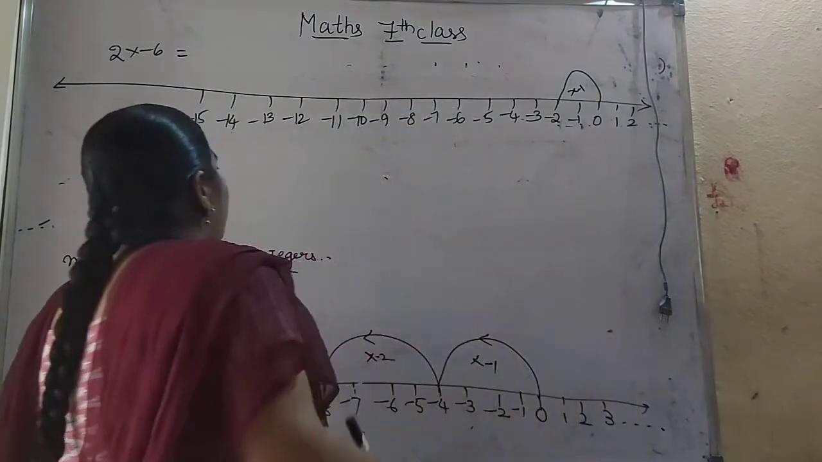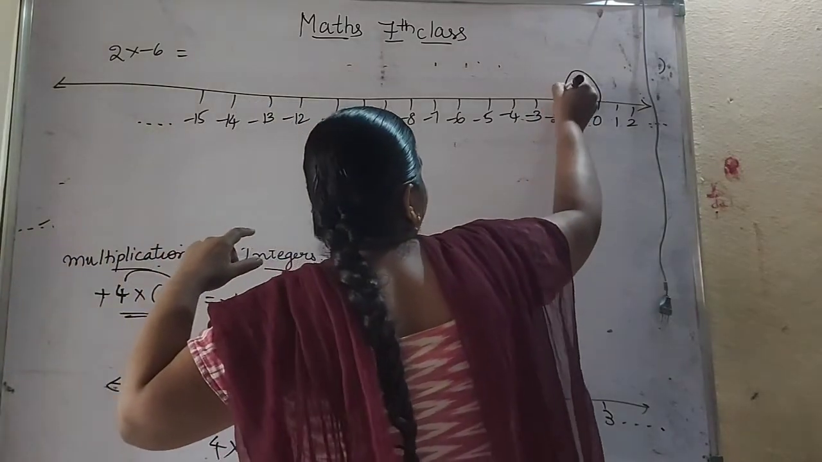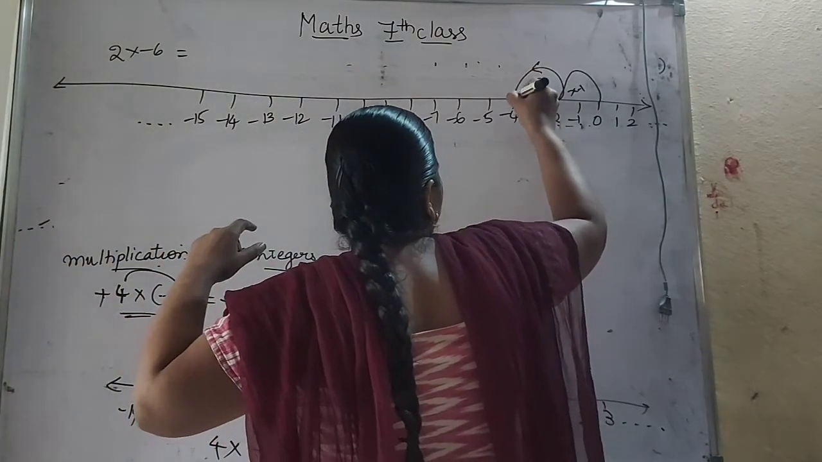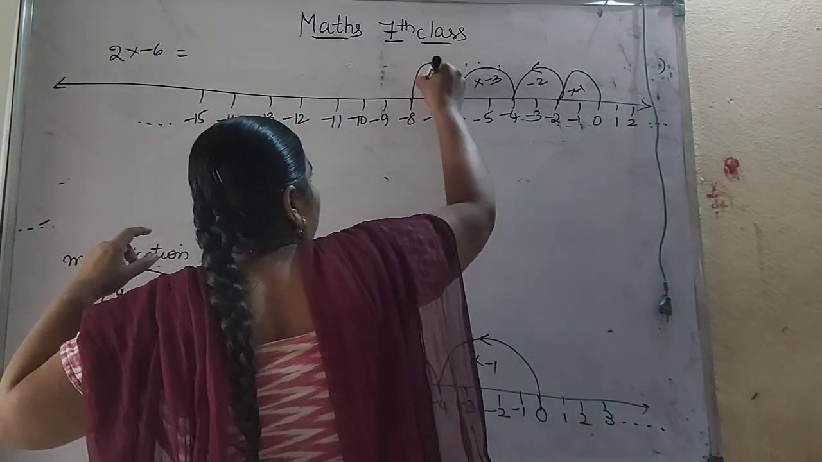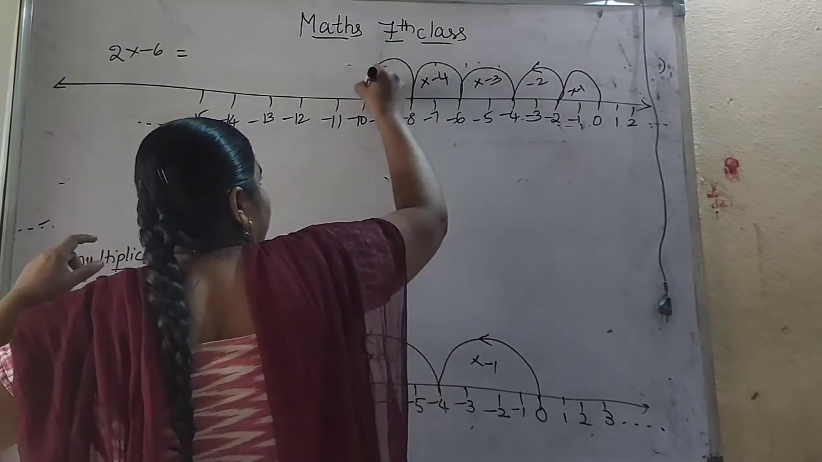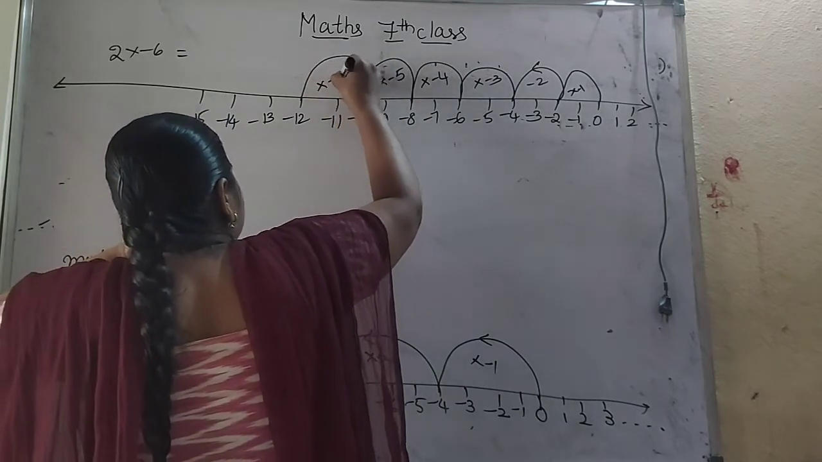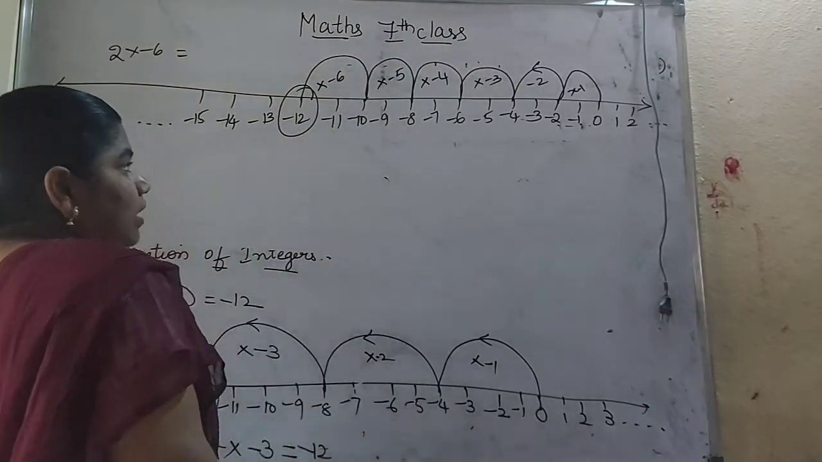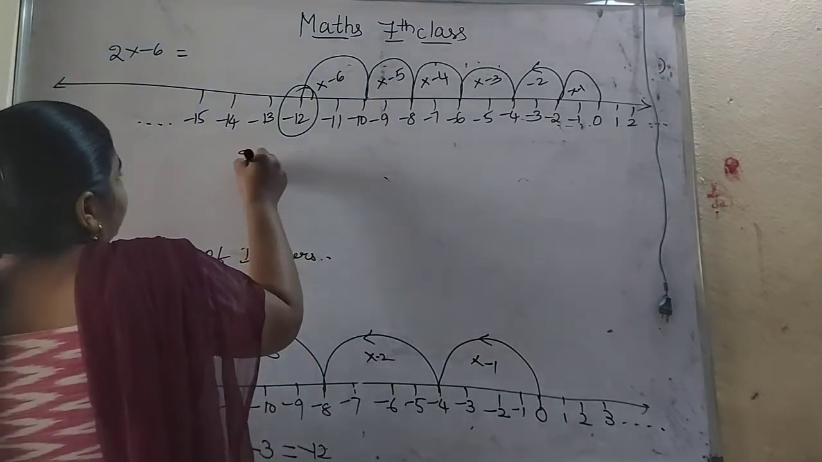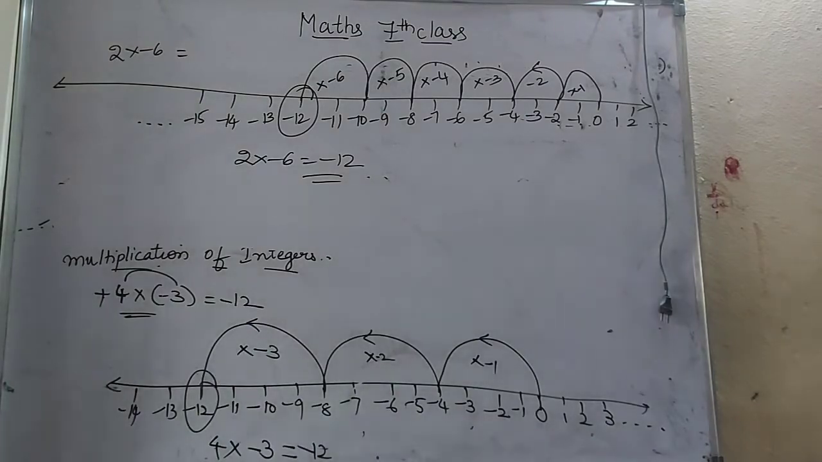Okay, so like this, how many times do we have to move? Minus 6 times you have to move. So here second time, third time, fourth time, fifth time, and this is sixth time. So after multiplying 6 times, what is the result here again? That is minus 12. So 2 into minus 6 will be equal to minus 12 you got. So this is how you will multiply the integers on a number line.